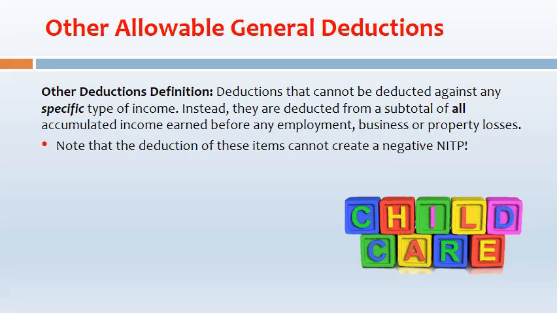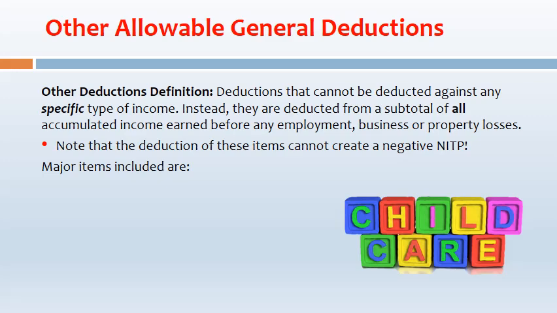Now, before we do that, I want to point out, and it's very important, the deduction of these items cannot create a negative net income for tax purposes. For example, if I had $10,000 worth of income up to this point, a combination of business, property, employment, whatever, and I had $12,000 of moving expenses, I can only deduct expenses to the extent that I have income. So I could only deduct $10,000 worth of expenses, making my income equal to zero. Any additional deductions would not be deducted in the current year. There is no negative net income.